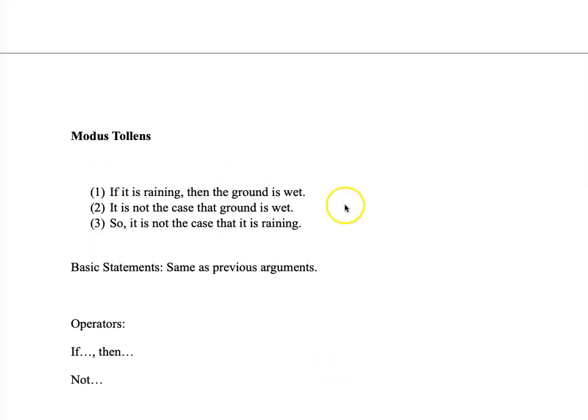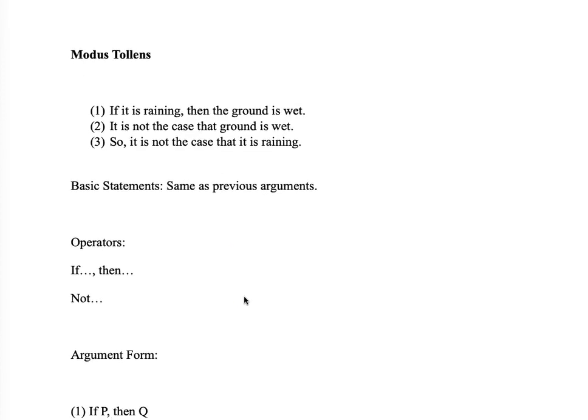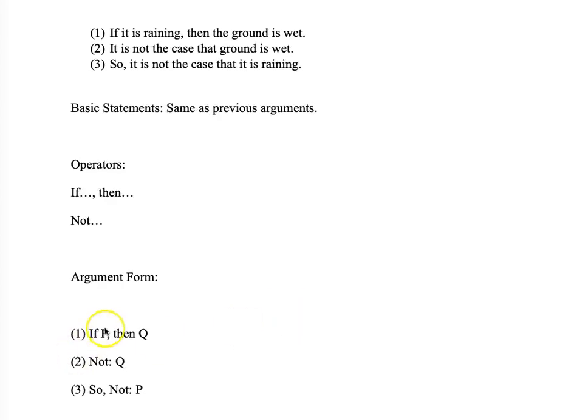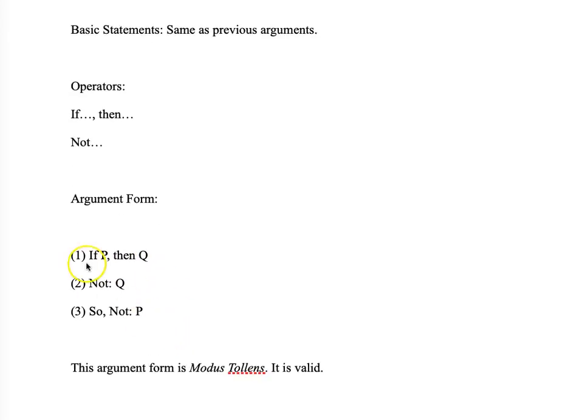Operators, we've got if, then, just like in modus ponens. But now we've got a not here, or it's not the case that. And so if we take every instance of it's raining and replace it with P, then we get a P here and a P here. If we take every instance of the ground is wet and replace it with a Q, we get a Q here and a Q here. We leave in our operators. So the form of this argument is if P, then Q. It's not the case that Q, so it's not the case that P. This is modus tollens, it's valid.